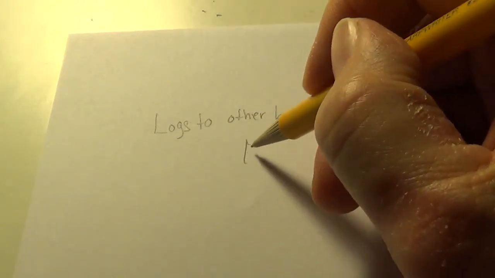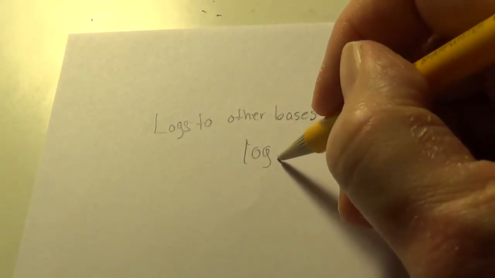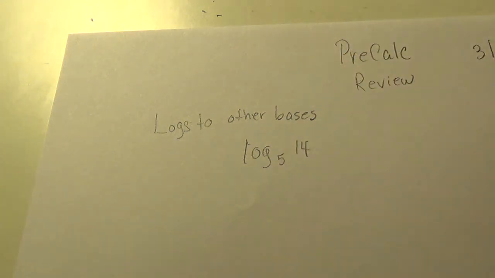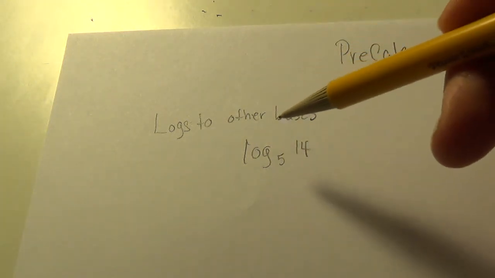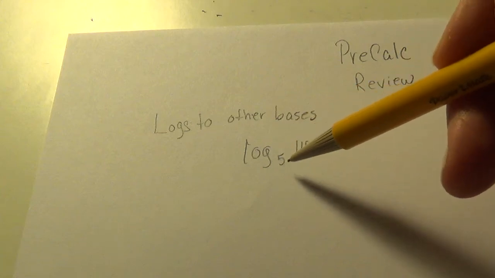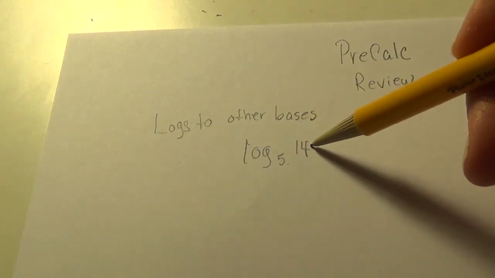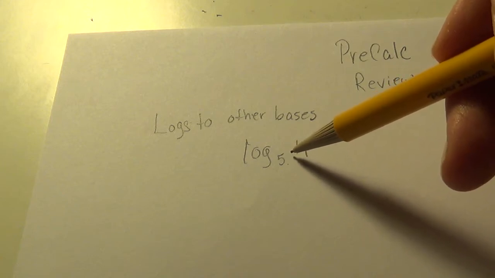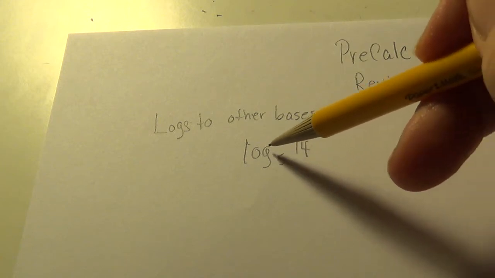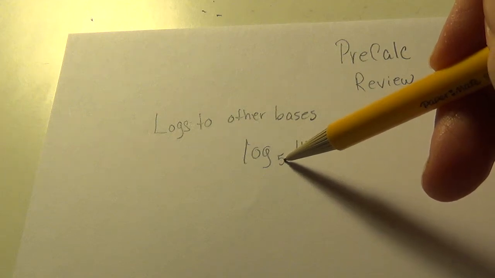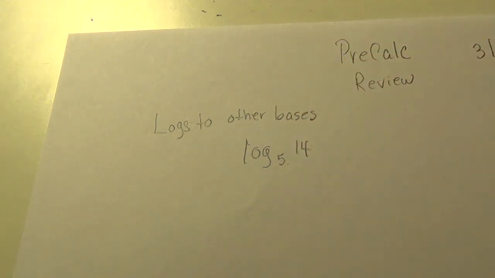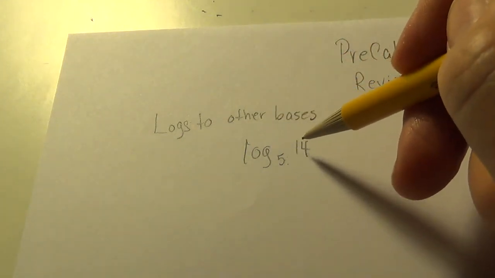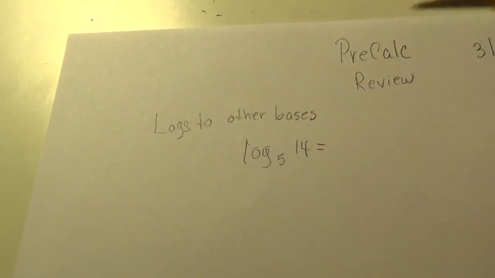So for example, if you had log to the base 5 of 14, and I asked you to find that number, this is saying what exponent do I give 5 to get 14? Well, if I give the 5 the exponent of 1, it's worth 5. Too small. If I give the exponent of 2, 5 squared, I get 25. Too large. So it's somewhere between 1 and 2. So I need to turn to the calculator to help me get it exactly.